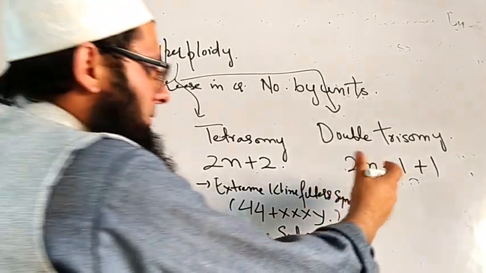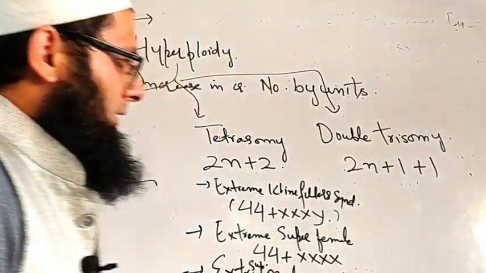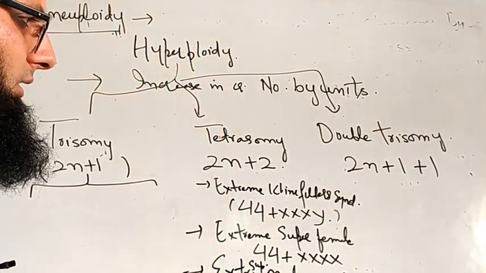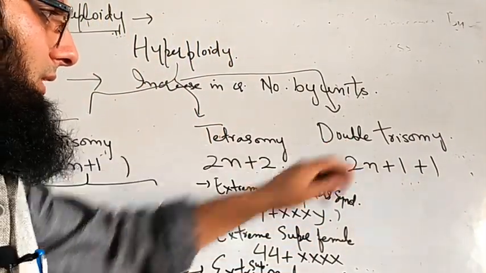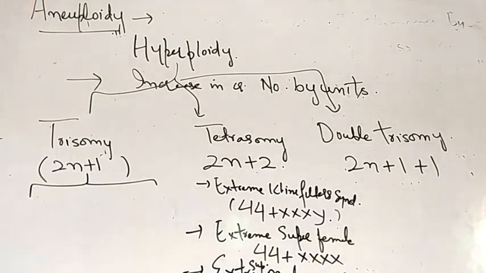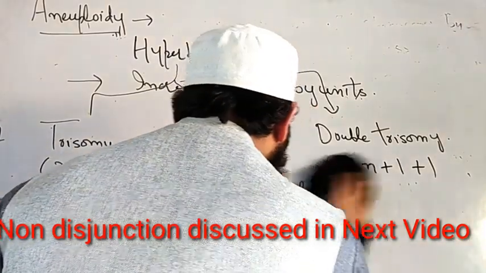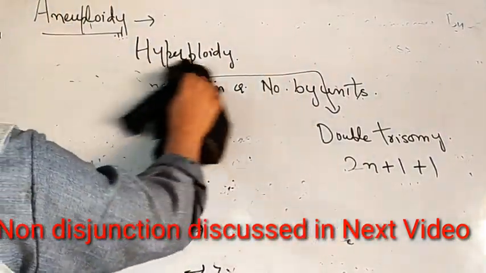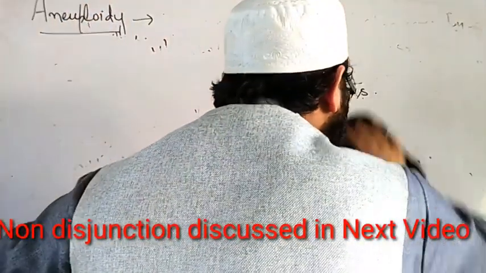However, the example of double trisomy we find it in case of the wheat. It's possibly found over there. Okay, double trisomy. So in the beginning I told you a term that is non-disjunction. Let us discuss what is that.